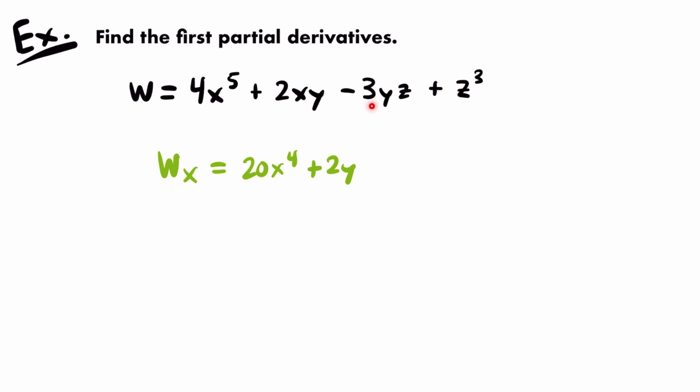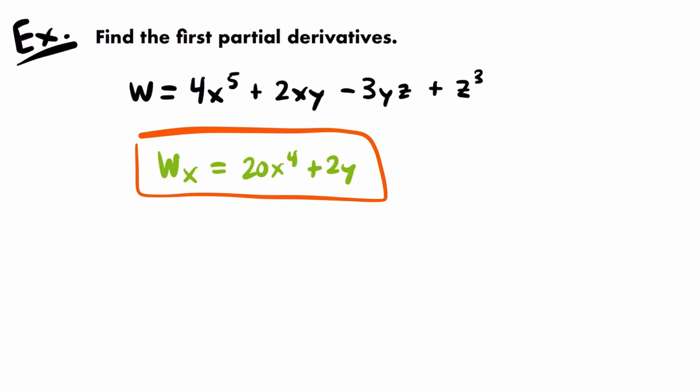And then for the next two terms, there are no x's. We're differentiating with respect to x, and so if there are no x's in those terms, they are essentially constants, and the derivative of a constant is 0. All right, so we could add 0 and add 0, but that's not really necessary. That doesn't affect our answer. This would be the partial derivative with respect to x. It's 20x to the power of 4 plus 2y.